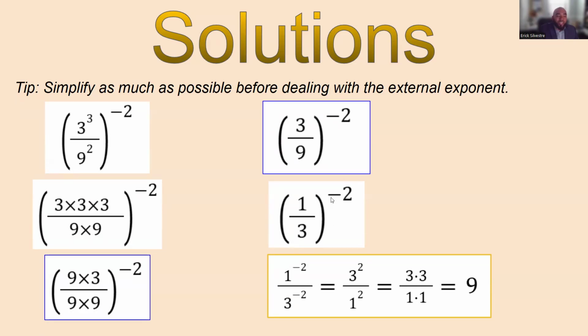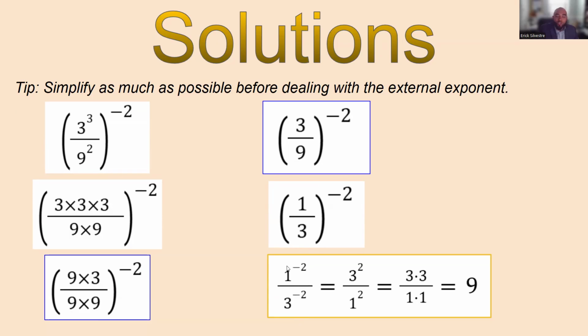Now I could deal with the external exponent. So I'm going to distribute the external exponent again. Each number has a 1 as the exponent, so -2 times 1. And then here, my third base, my base of 3, I have 1 times -2. So I end up with -2 and 3 raised to the -2.